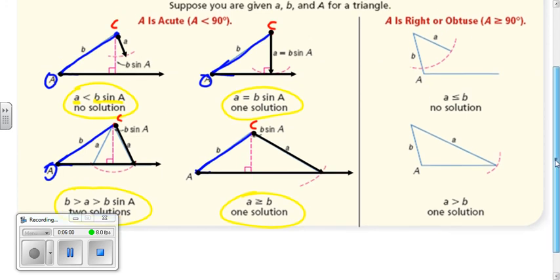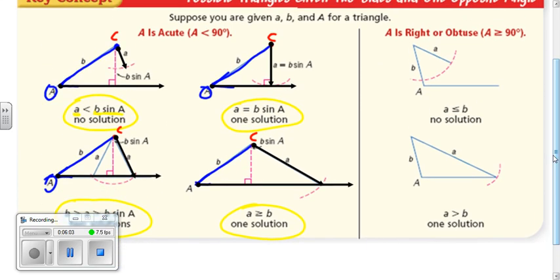There are other situations too where A is an obtuse angle instead of A being acute. In this situation, if A is less than B, then there's no solution. In this situation where A is, again, obtuse, A being the angle that is obtuse, then leg A, little a, if it's greater than B, there is one solution. And that solution, again, looks something like this.